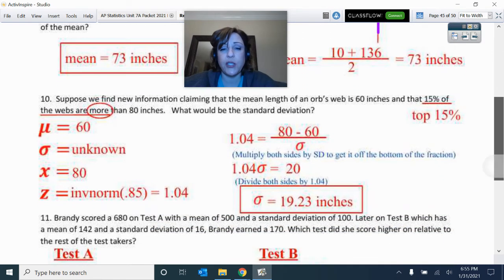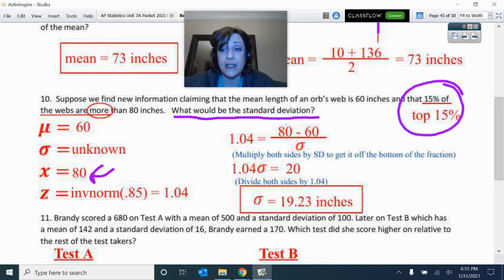Now, we go into some problems that were more like what we had typically been seeing. We were given the mean. The standard deviation in this case was unknown. What would that standard deviation be if a web length or width of 80 inches was in the top 15%? See, 15% are more than 80 inches.